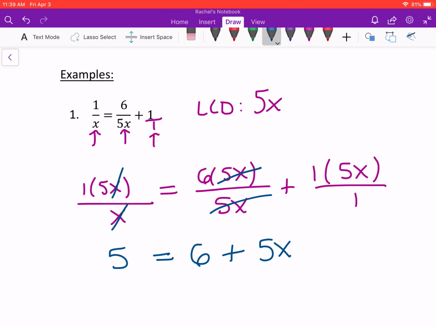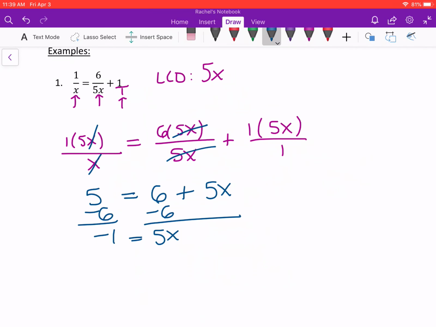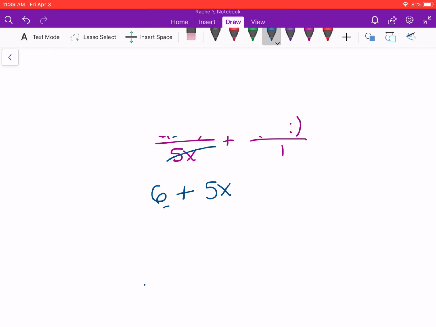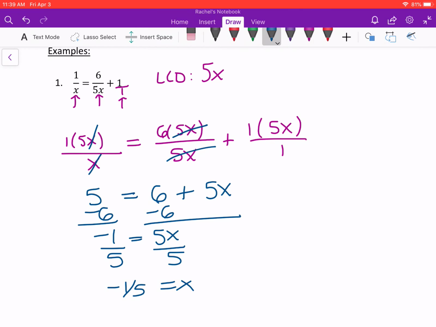So now that I have everything cleared out, there are no more denominators, we can start combining like terms. So I'm going to subtract 6 from each side of the equation. So I'm going to get -1 equals 5x. Divide by 5 on each side, and I'm going to get -1/5 equals x. So that is my solution.